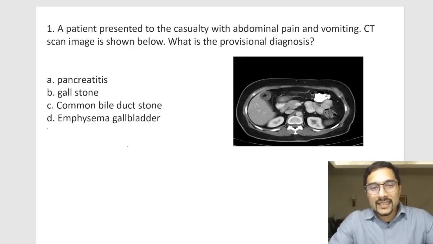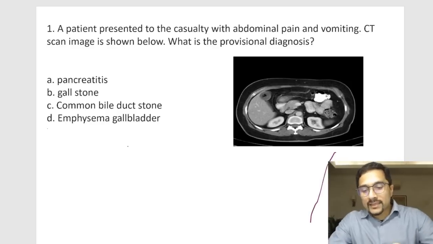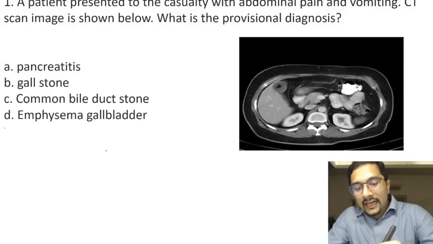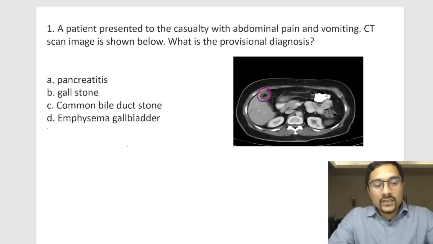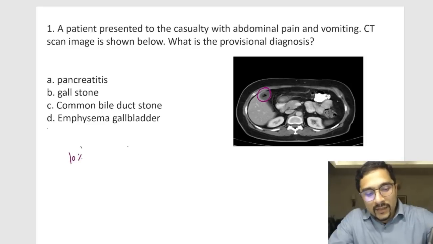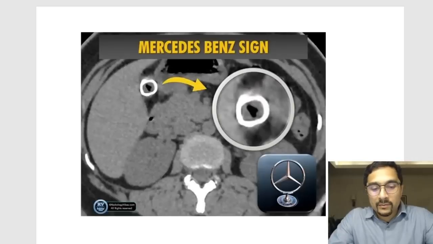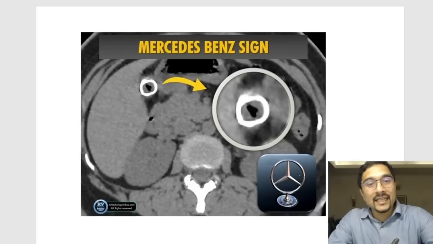So if you see the CT image in this patient, you will see that this patient has a stone in the gallbladder, right? Now you know that the majority of gallstones are not radiopaque, but 10% of gallstones can be radiopaque, and these radiopaque gallstones can give a Mercedes Benz sign, especially if it's a triradiate stone. Then it can give rise to a Mercedes Benz sign, as you can see.